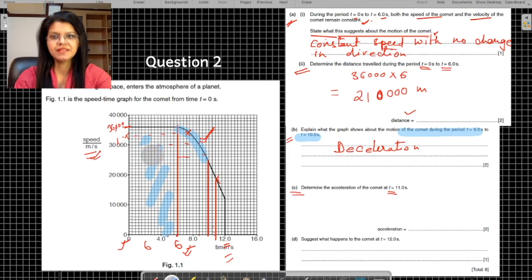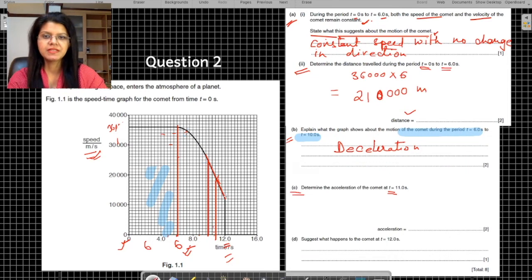So let me erase some extra stuff here to bring in a neater picture, and let's mark the line that we are talking about. Say that we are talking about this section of the line, the red section of the line. Let's take 2 coordinates on this line.